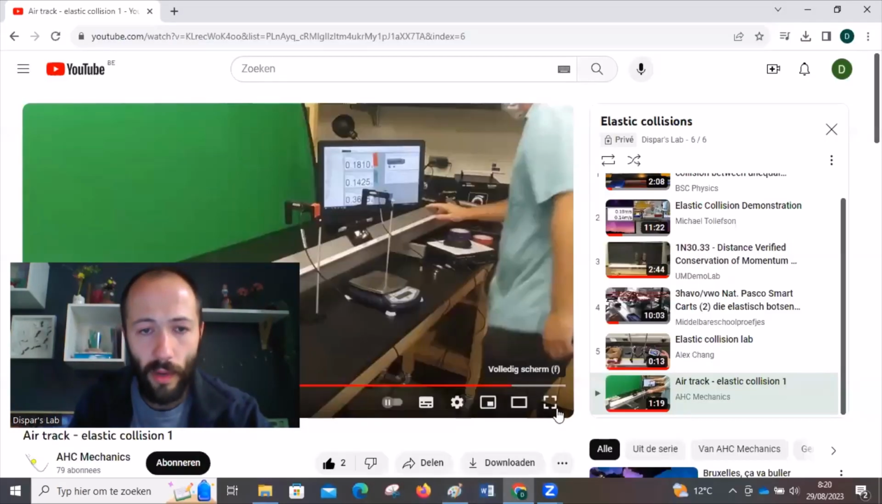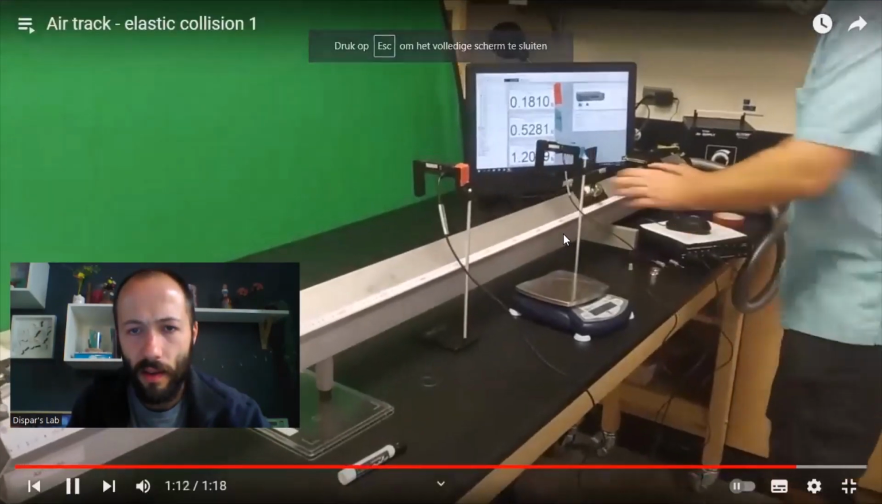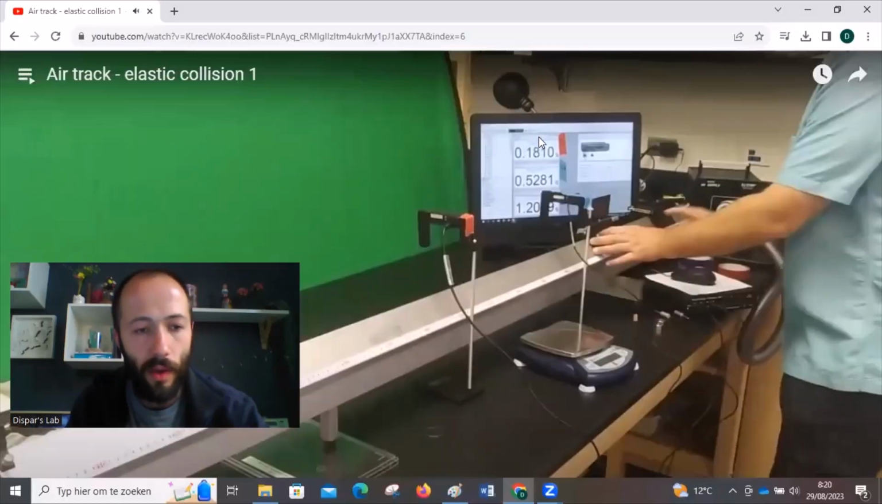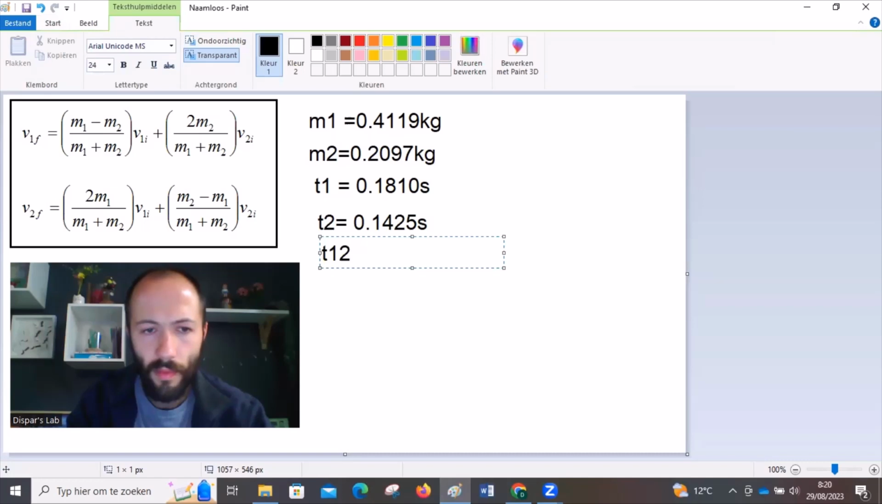So it will go through the second gate. Let's see what that timing is. Stop this one. All right, so we have 0.5281. That's T1 prime. T1 prime. What was it, 0.52?